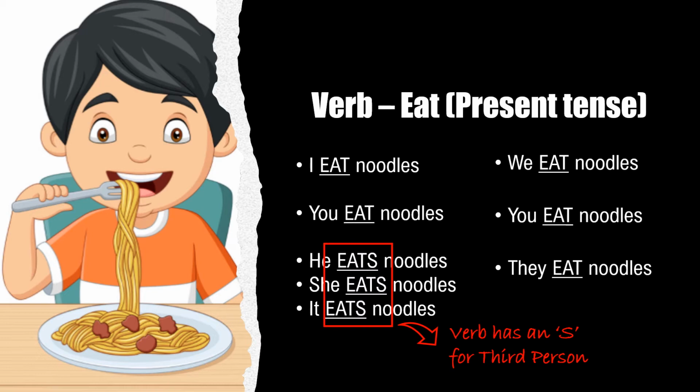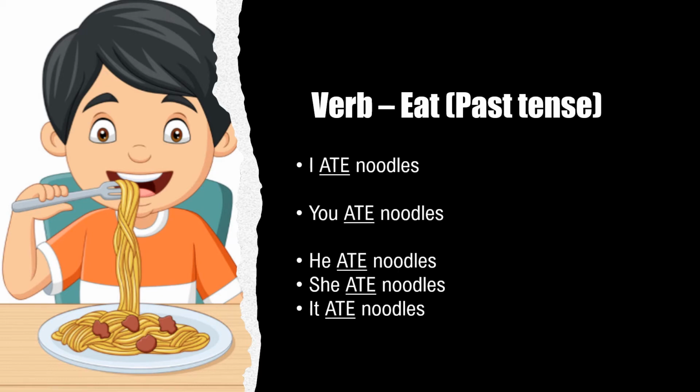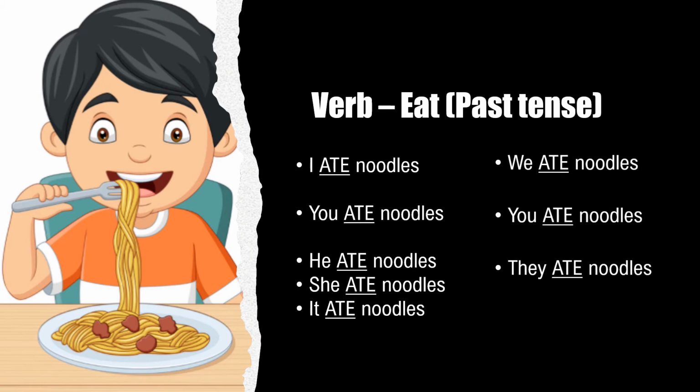Let us see what happens to the verb in the past tense. I ate noodles, you ate noodles. He ate noodles, she ate noodles, it ate noodles. We ate noodles, you ate noodles, they ate noodles. So what we see here is the verb ate in the past tense is same for all.